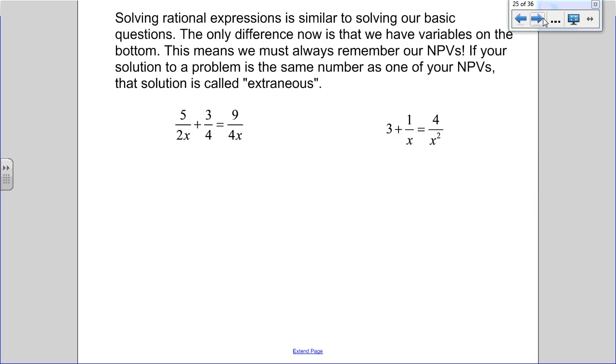Now what we're going to do is we're going to solve rational equations. We're going to follow the same three steps we followed all the way through. Up until now, what are those three steps? Factor, NPV, simplify. You've got to follow those three steps. So if you look at this first question and I say factor it, you can't factor it. But you still check and make sure, right? Second step is write out your NPVs. In this case, x cannot equal 0. It's my only NPV.